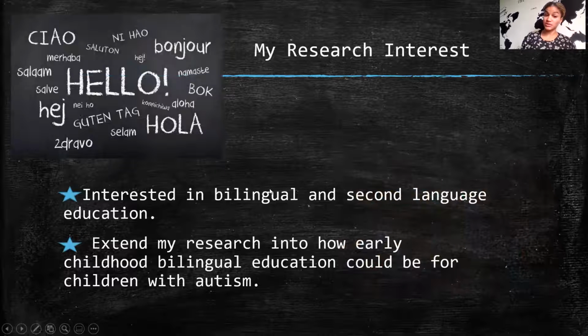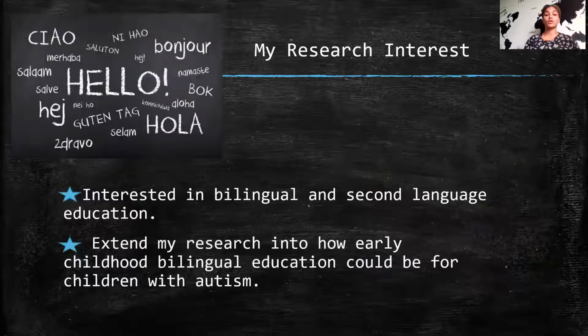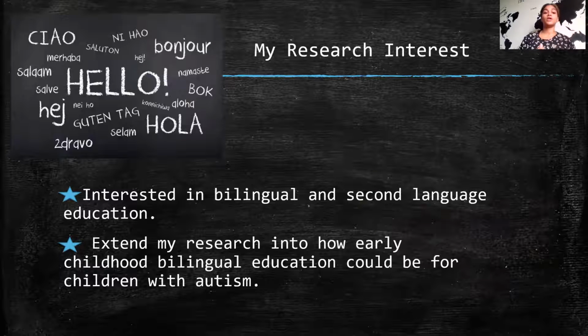My research interest is, as I mentioned before, in bilingual and second language education. The goal is to extend my research into how early childhood bilingual education could work for children with autism. But first, I need to master how bilingual and second language education works in early childhood education.